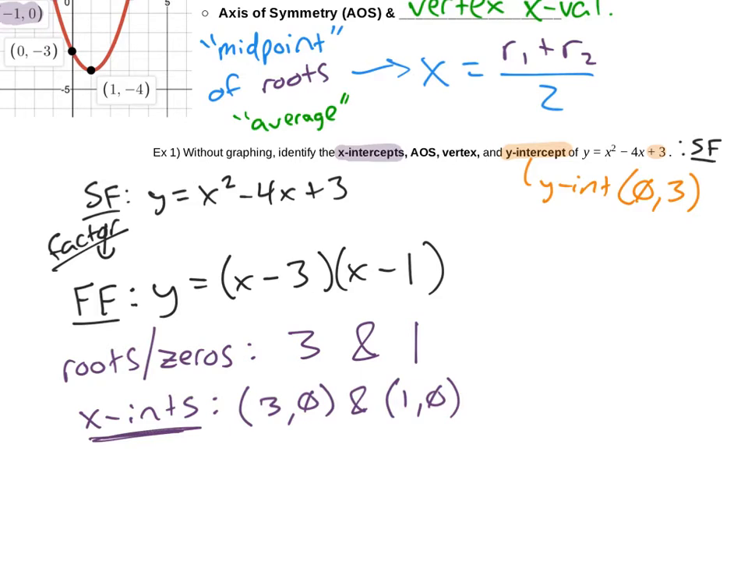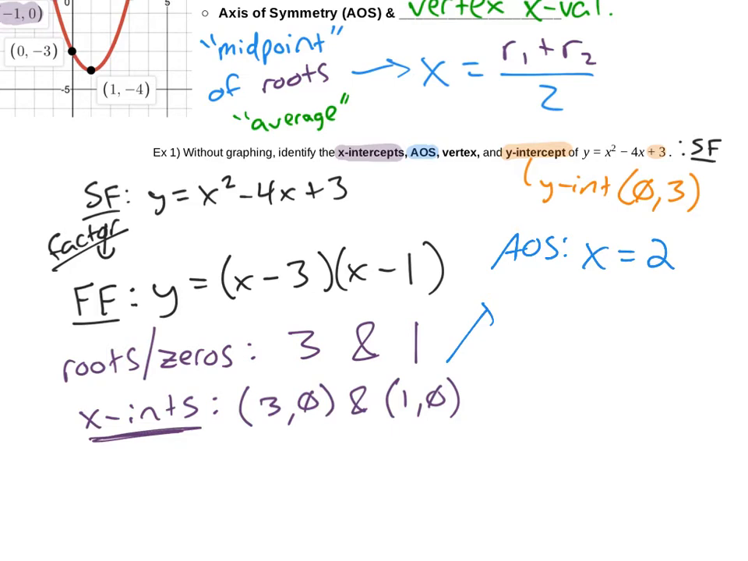Okay. Last thing to do is find what next? Our AOS. We can use negative b over 2a if you want to, but let's practice this new midpoint thing. So looking at the numbers 3 and 1, what's the middle? What's in between 3 and 1? 2. And if you add those together, divide by 2, you get the same thing. AOS has to be in between 3 and 1, right in the middle at the number 2.